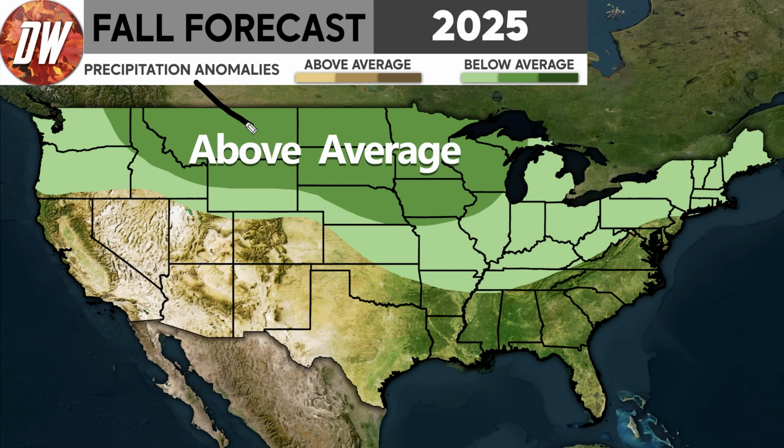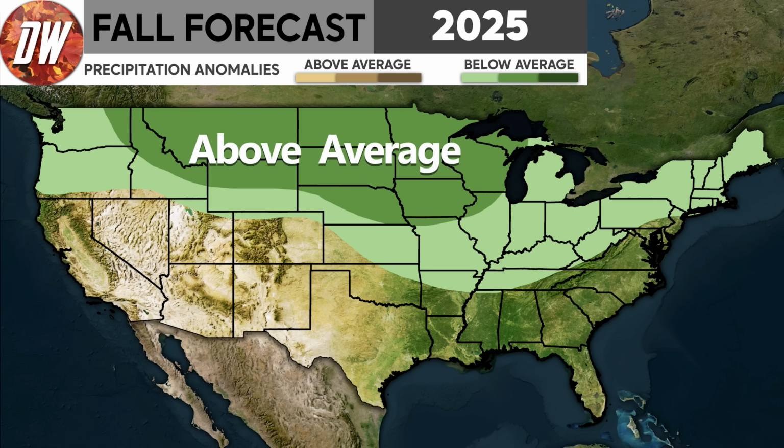I think that we could get some Clipper-like systems. Obviously, most of these won't include snowfall, but we do get that same storm track a lot of the time, especially when we have these frequent cooldowns coming in from Canada, which we do expect. And I think that that could lead to some additional precipitation in these areas, and that's why I'm a little bit more confident there in the above average precipitation.